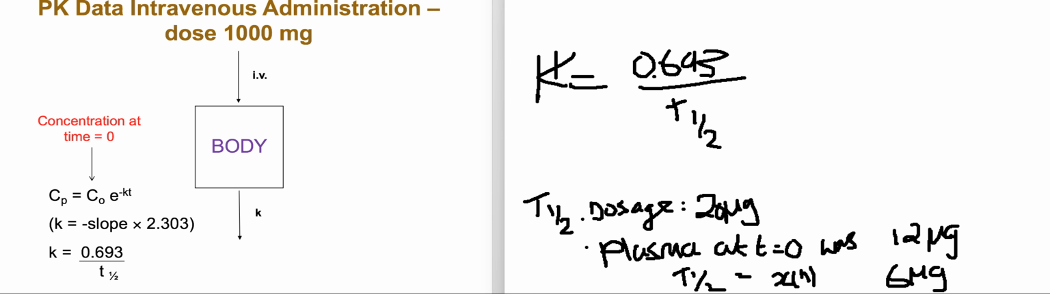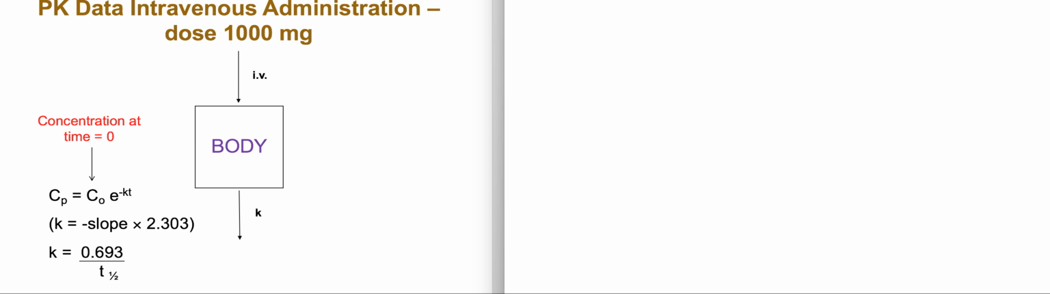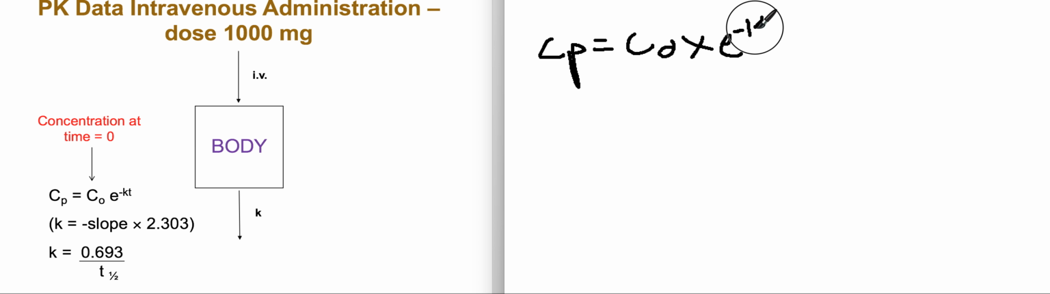Now, another key equation that we use is the rate of decay equation, which is plasma concentration is equal to the initial concentration times e to the minus kt. T is the half-life, K is the rate constant of elimination, E is a standard value. You just plug it into your calculator. C naught is the initial plasma concentration.